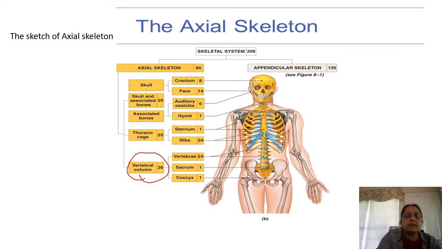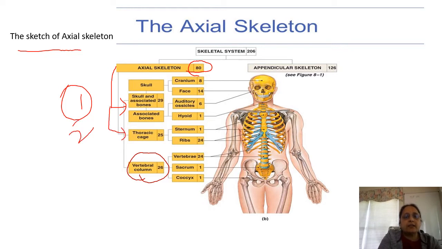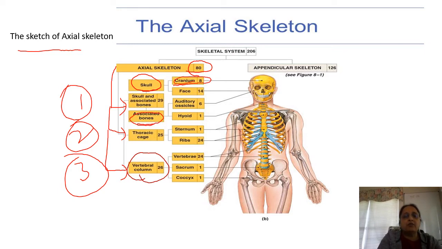Okay, let's go to the sketch of the axial skeleton. The axial skeleton comprises 80 bones. Broadly, it is divided into three categories: skull and associated bones, that is 1, then thoracic cage, that is 2, and then vertebral column, that is 3. The skull and associated bones have two parts. The skull has the cranium with 8 bones and facial bones, which are 14. Among the associated bones, the hyoid is a single bone, followed by the auditory ossicles, which are 6.